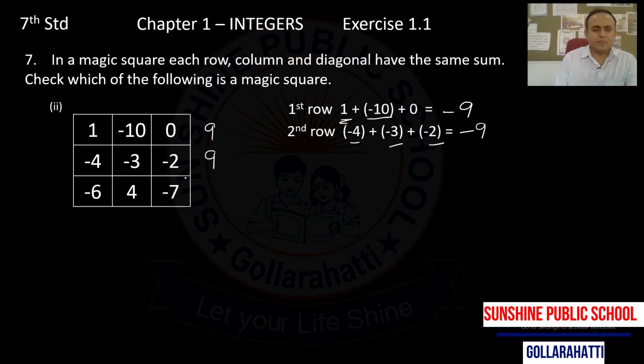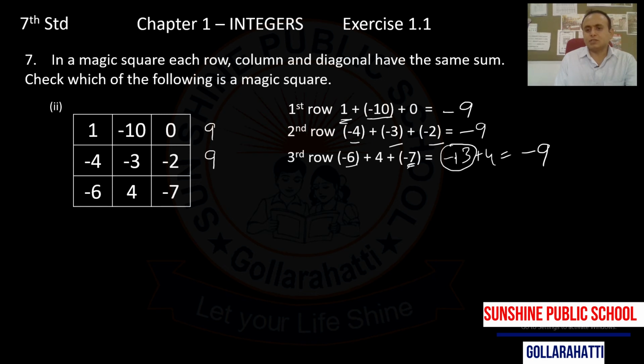Same answer here also. Third row, that is minus 6, minus 7, plus 4. Minus 6 minus 7 is minus 13. Minus 13 plus 4 gives the answer as minus 9. When you subtract, you should write the greater number's sign, that is minus. So minus 9. So you got the same answer as minus 9.